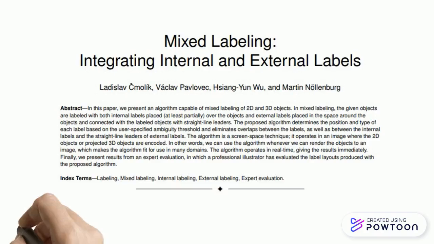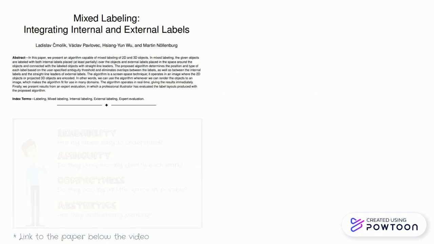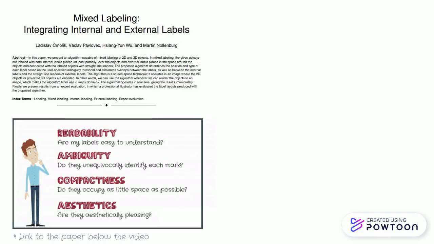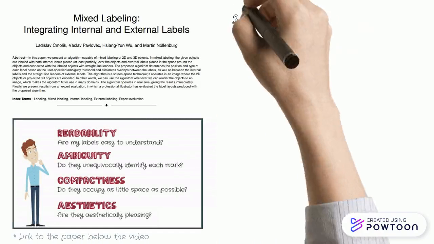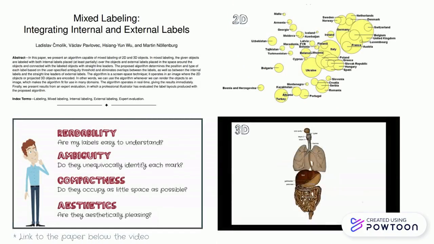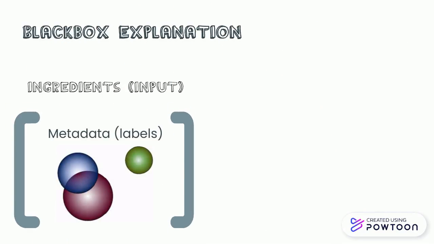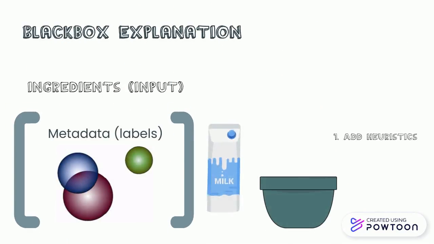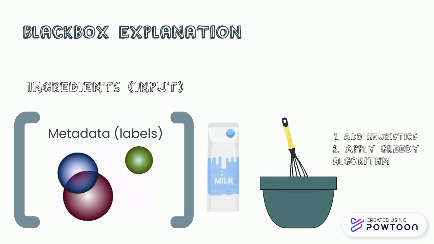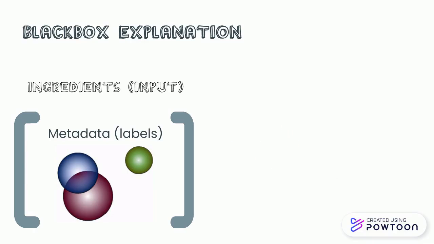In this paper, the authors propose a mixed labeling algorithm that takes into consideration the four major concerns we saw before and avoids the overlap between labels. It works in both 2D and 3D objects, it is able to handle overlapping areas, and operates in real time. The first step is to provide the algorithm with the labels and an image which is encoded and where each element is uniquely identified. Then, heuristics and a greedy algorithm are used to solve the optimization task and determine the best label layout.